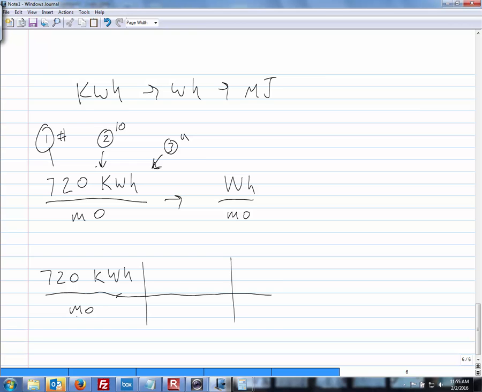I know that I want to keep my months, so here's my months, keep my months. I want to keep my watt hours. There's that, and there's that. The only thing different is this K, right? The only thing different between where I am right now and where I want to go is the K.